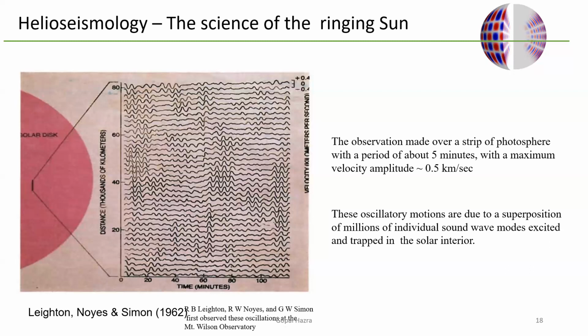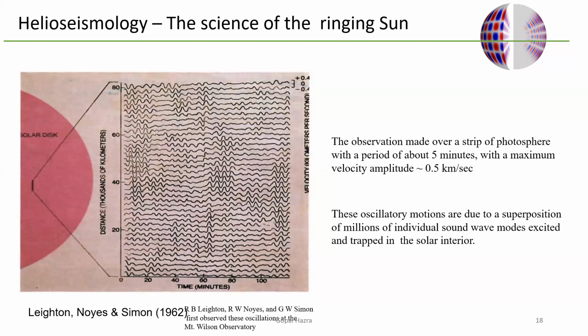But getting this detected all over the sun was not easy, because there are all other processes going on. So it took some time, from the 60s to the 80s, to get everything detected. This is the first theory and first observational evidence that the sun is pulsating. By measuring these pulses, you can actually get the interior, what is happening. These oscillatory motions are due to the superposition of millions of modes which are happening inside and creating the pulsation.